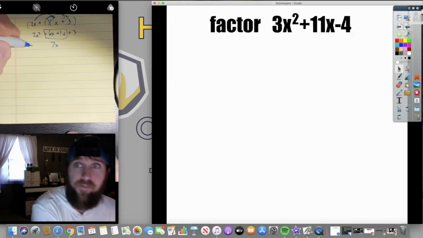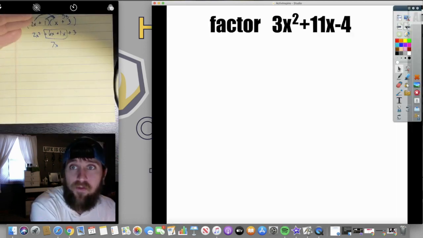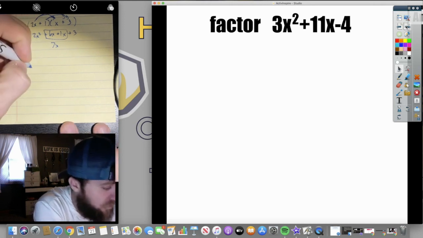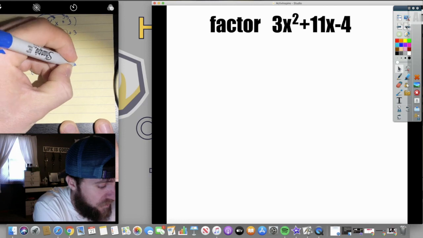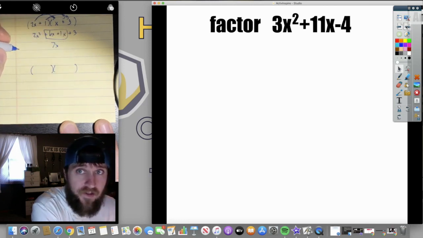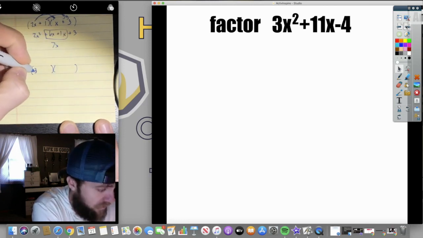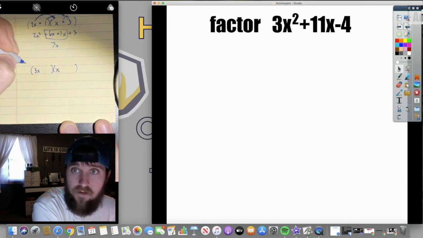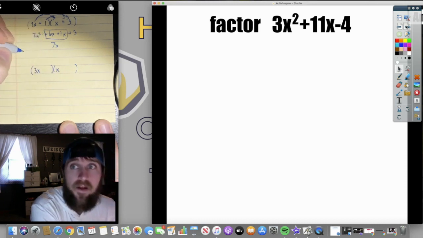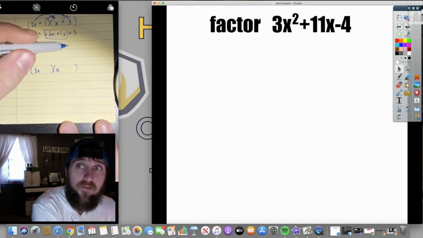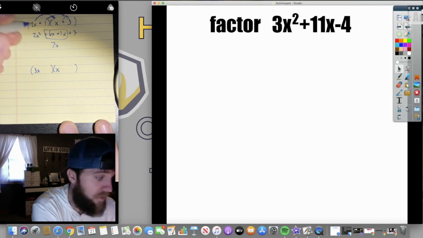And we run through our steps. Nothing in common with the three terms. No numbers, no variables in common. So we're going to go to our two binomials. Looking at the a, it's a 3. So to get 3, it's got to be a 3 and a 1. Now we look at the c. It's a negative 4. So it's got to be a positive and negative.